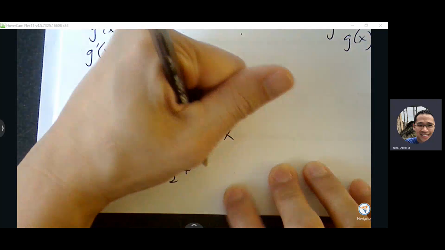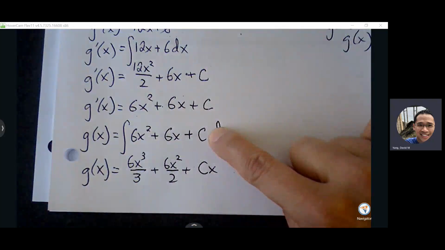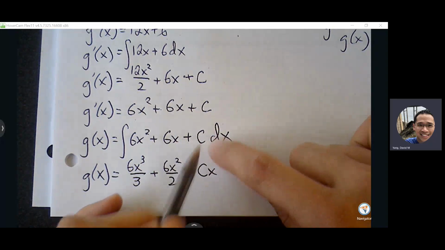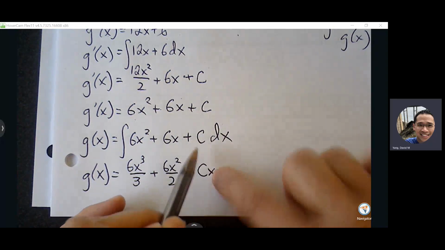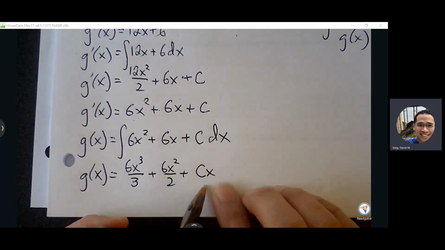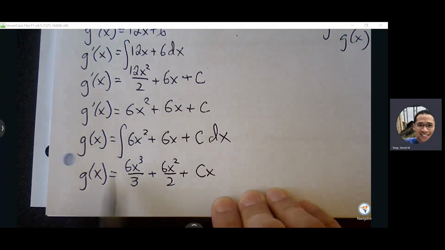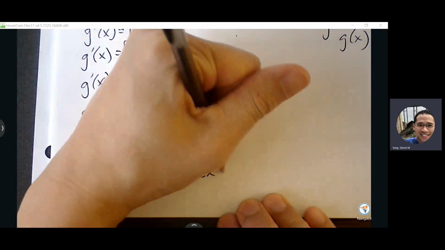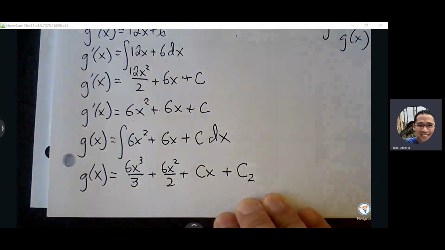cx. Good. Pretend like this was a 5, right? 5 would become 5x. 8 will become 8x. -1 will become -1x. Same thing, right? A constant is going to rise up to the first degree level. But this process is also going to produce its own what? So I'm going to have to say plus c sub 2.